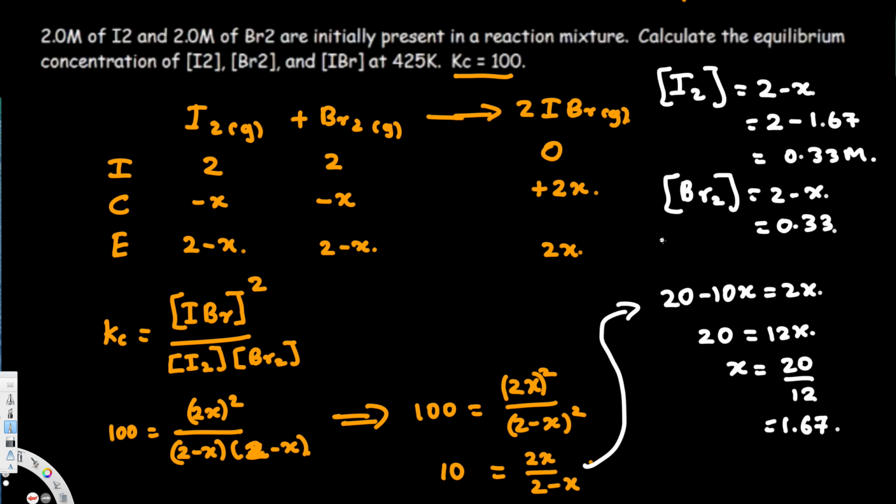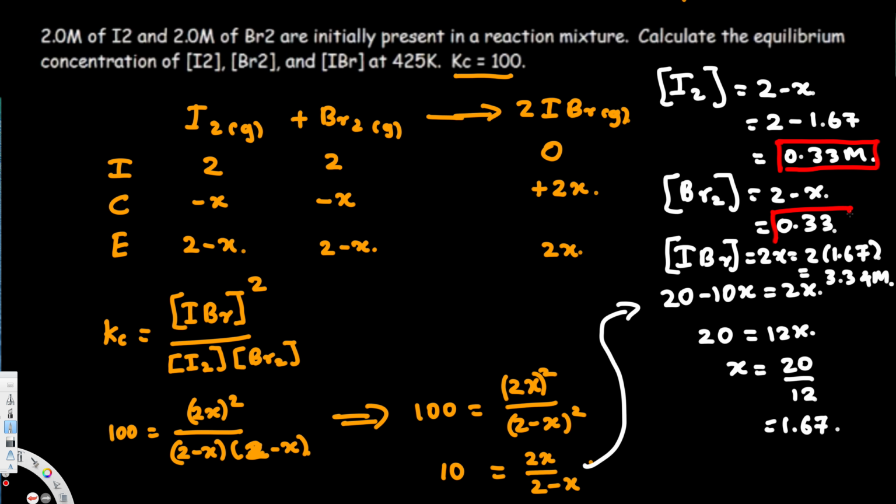Now the concentration that is left is the IBr concentration. The IBr concentration is 2x, so this is going to be 2 times 1.67, and if you calculate this one you should get 3.34 molar. Now we have all the values. Let's round this one. The first one, I2, is 0.33 molar and Br2 is 0.33 molar, and then we have the IBr concentration, that's 3.34 molar, and that's going to be our final answer.